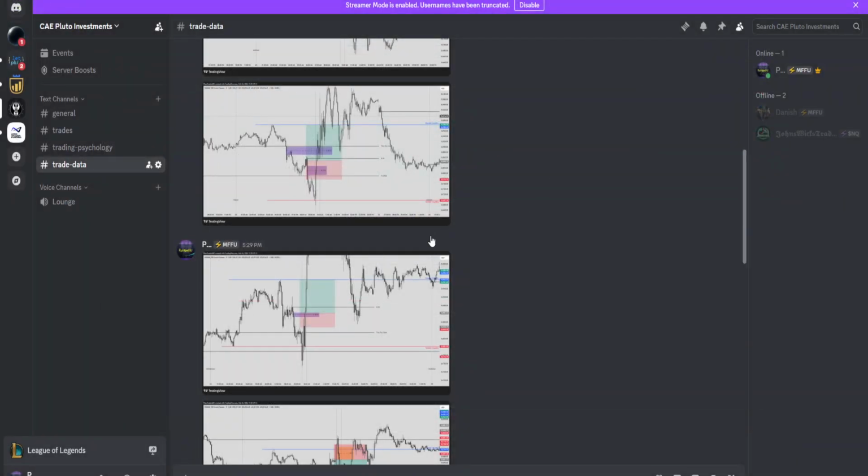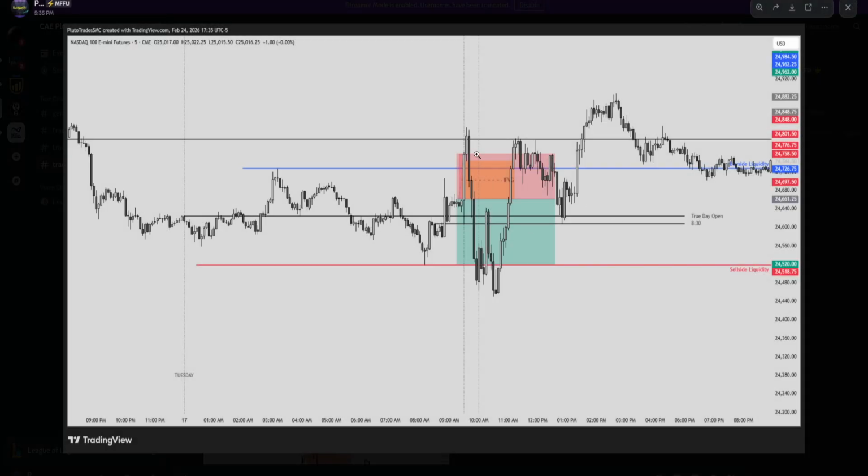Inversions are very, very consistent. Even here, same scenario. We opened up at 9:30. We took buy side liquidity. We displaced back inside of this range.